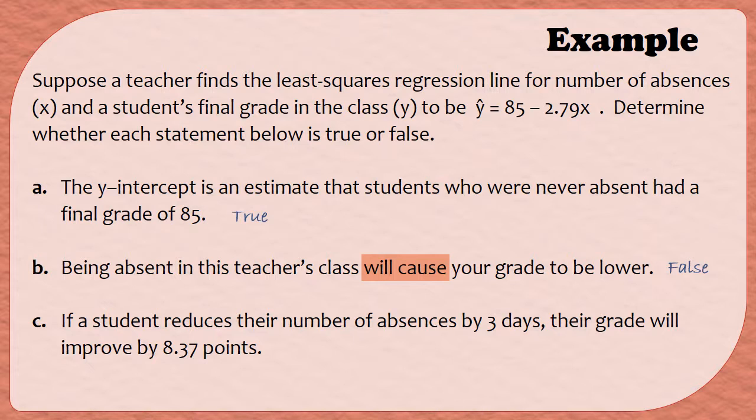The other thing that statement C is saying to me is that we're trying to make a prediction if we change something about the x value. So we're saying if I change the x, that will result in a change in y. As we saw earlier in this video, that is a false thing. You can only use the least squares regression line to compare two students who have a different number of absences. You cannot say what's going to happen if you change a number of absences. So statement C is also false.